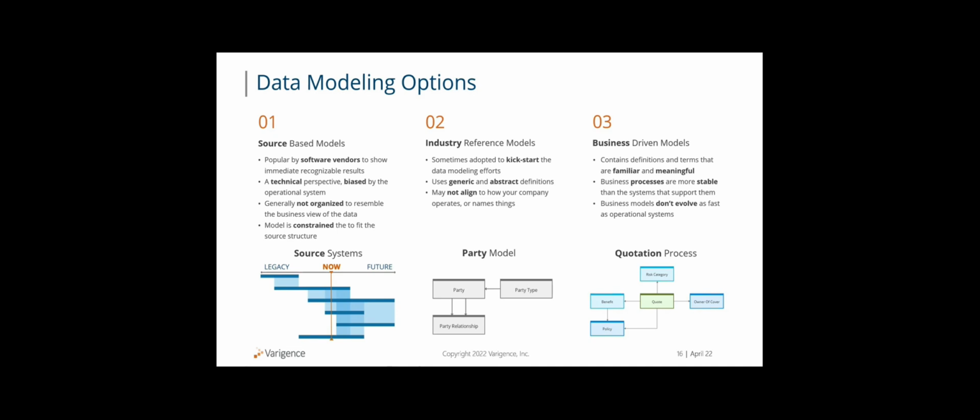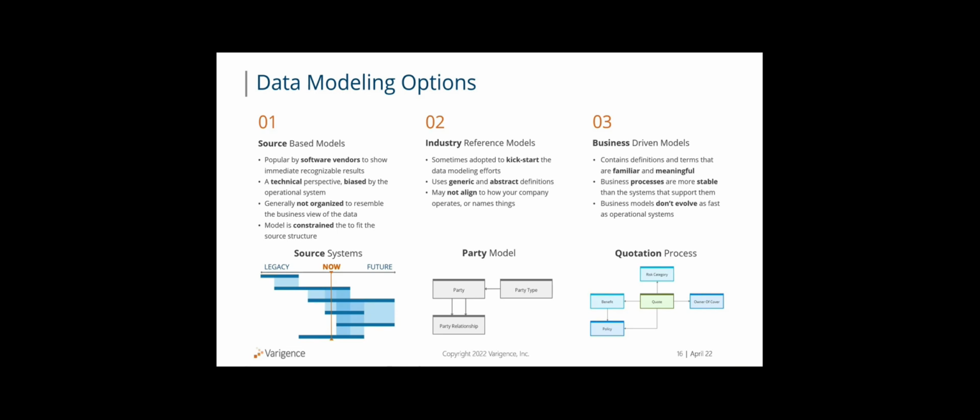Source-based approaches are popular with software vendors because they allow for immediate and recognizable results, because you derive a physical model for your data solution based on the structure of the data that you have, for example, by using primary key information and foreign key references. This makes the data source look like a data vault, but it's created from a technical perspective and more biased by how the operational system organizes its data. Generally speaking, the resulting model doesn't fully represent the business view of the data. Often there will be issues related to managing model changes over time, as we'll see later.